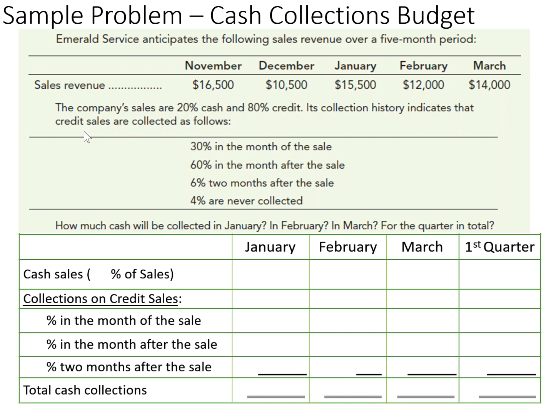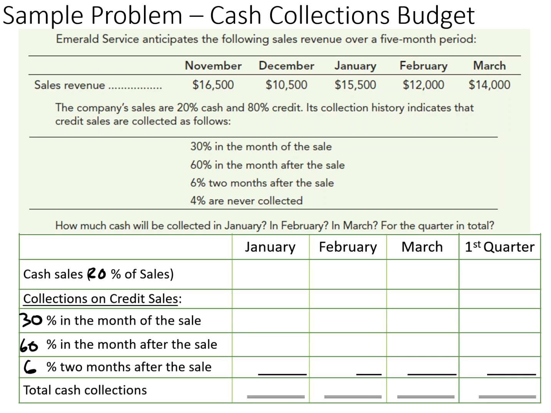And their collection history indicates that credit sales are collected 30% in the month of sale, 60% the month after, 6% 2 months after, and 4% are never collected. Okay, so let's go ahead and write in what we know here. 20% of the sales are in cash. 30% are in the same month of the credit sales. 60% are collected the month after, and 6% are collected 2 months after.